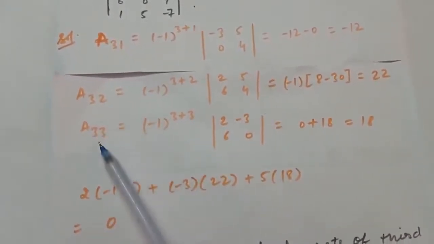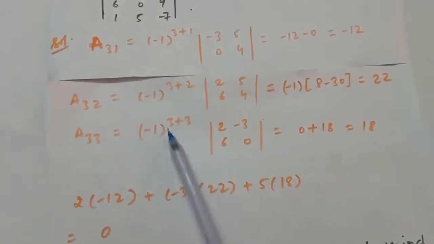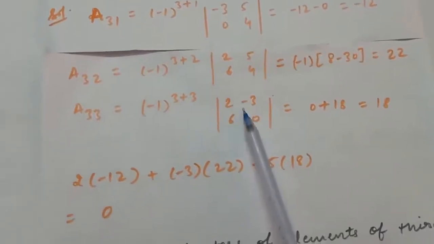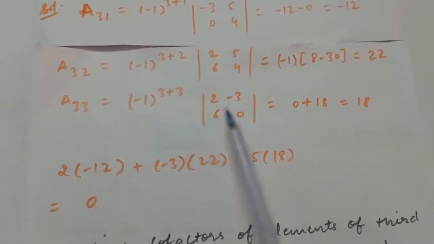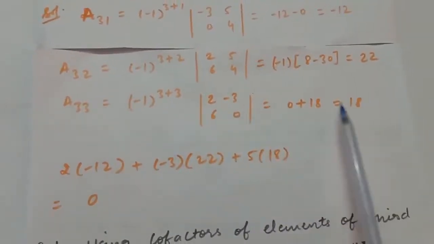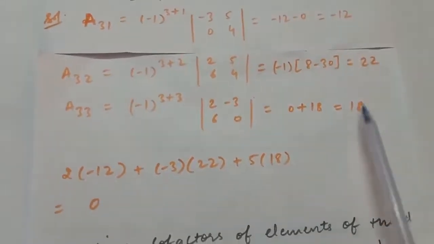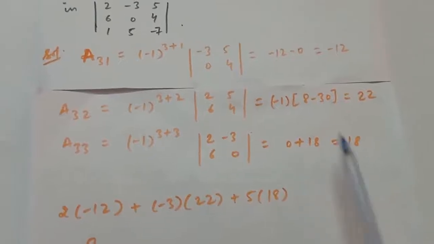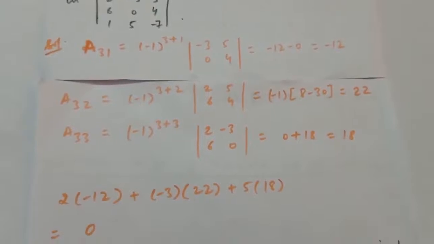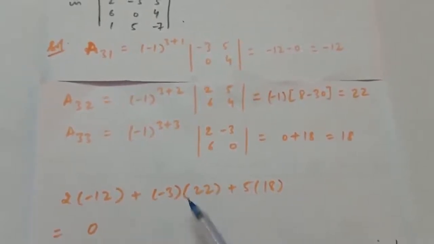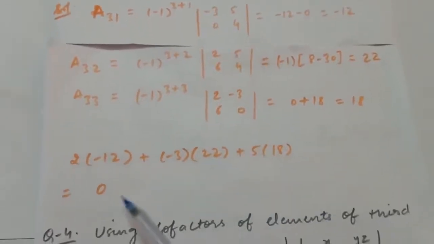And this cofactor A33 is equal to minus 1 raised to the power 3 plus 3 into this determinant which you will get after deleting the third row and third column. So the cofactor will be 18, right? Now multiply these cofactors with the corresponding elements of the first row, right? So 2 into minus 12, then plus minus 3 into 22, and then plus 5 into 18. So the result will be 0.